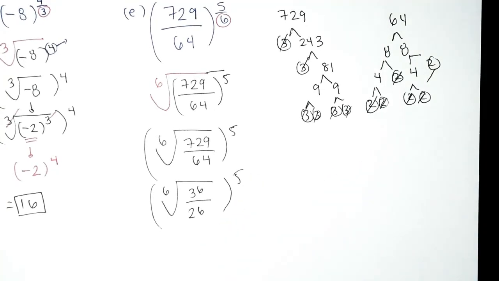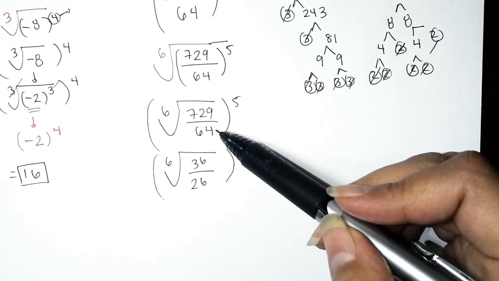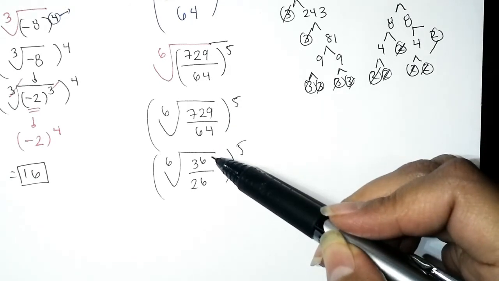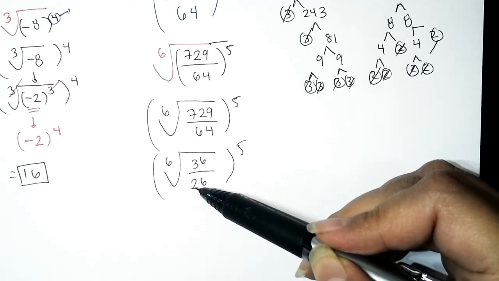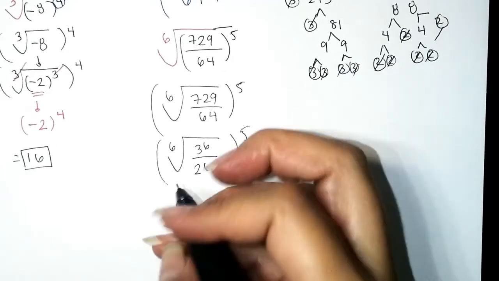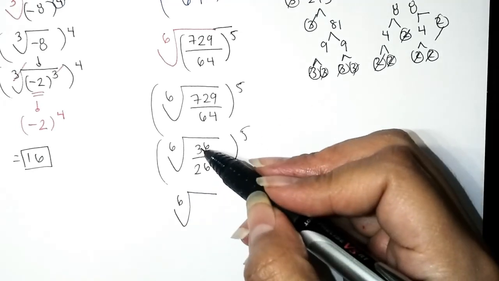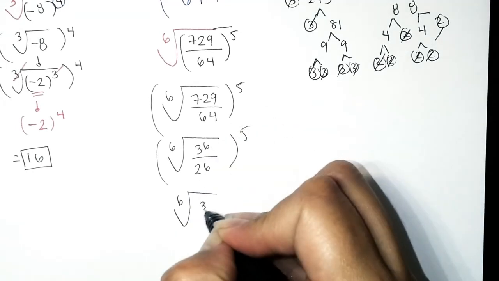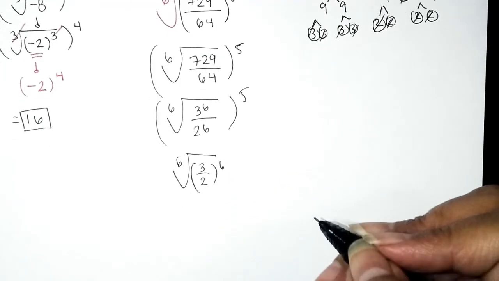So check it out. We have that 729 over 64 is the same as 3 to the 6 over 2 to the 6. Since both 3 and 2 are being raised to the 6th power, to facilitate this process, we're just going to rewrite this as the quotient of 3 and 2 raised to the 6th power, or the 6th power of 3/2.